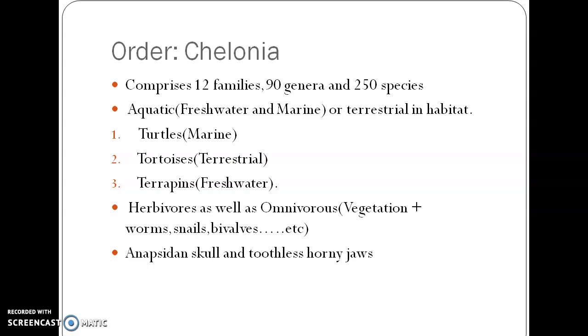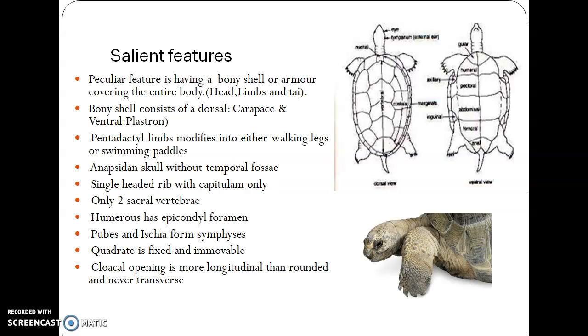Then, as they come under the anapsid skull, they do not have any temporal fossae in the skull, and they generally have toothless horny jaws. That is, for the masticating apparatus, they generally consist of toothless horny jaws. True teeth are not present. It is only projections of the jaws as skin folds. So that's all about the general idea.